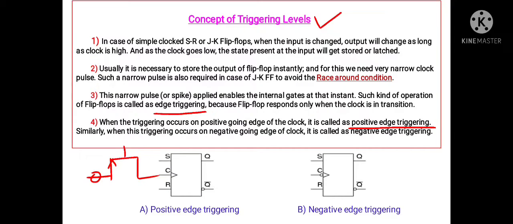Similarly, when this triggering occurs on negative going edge of clock, it is called as negative edge triggering. That means in another case, if the output changes during the period of clock pulse, when it changes from 1 to 0, that means in this direction, so this particular change is taken as negative edge triggering. In this figure A, positive edge triggering is shown. Here this clock pulse is shown like this, and in second figure the negative edge trigger is shown, where the clock pulse is shown as negative edge triggering.